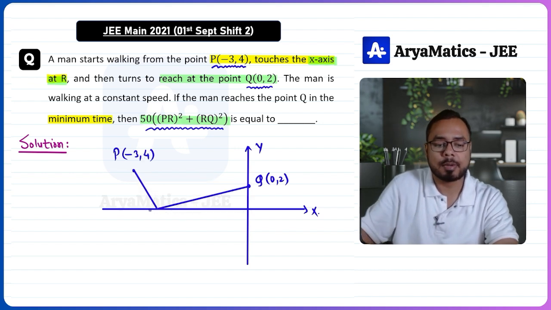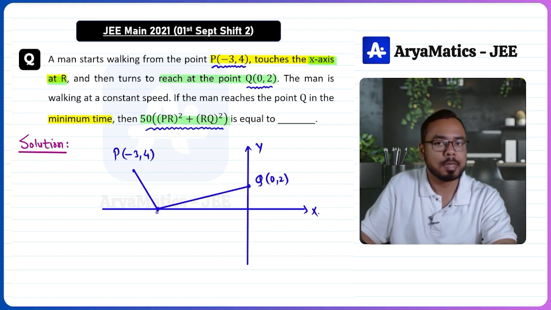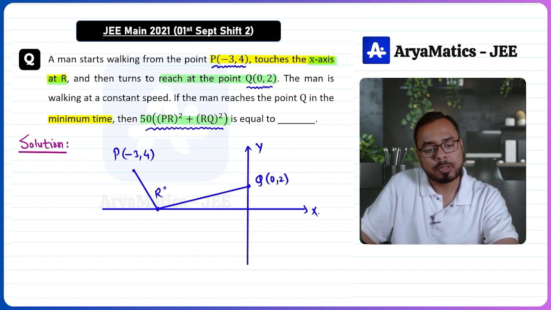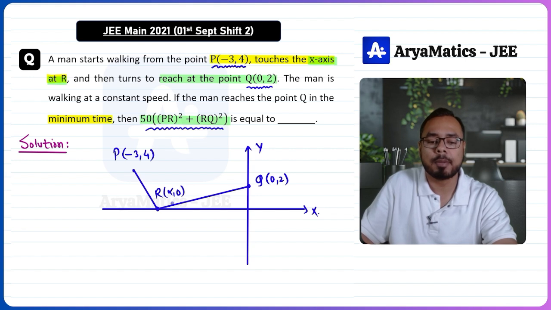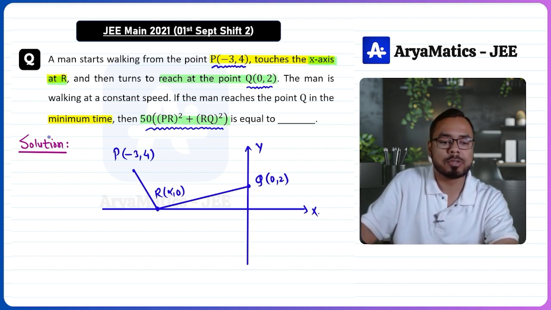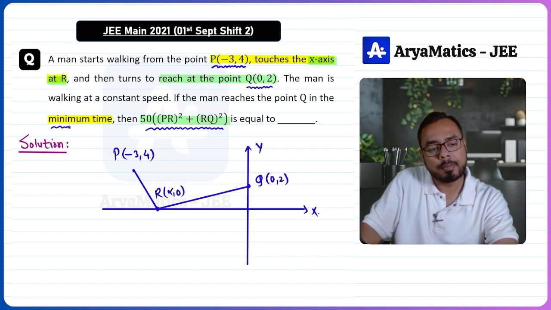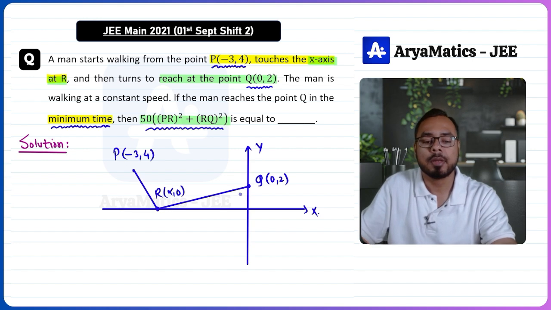So let us draw one general diagram. Suppose this is our point R, and let us say the coordinate of R is (alpha, 0). So basically the problem is where this point R should lie on the x-axis, so that PR plus RQ is minimum, right? The total distance traveled by the person should be minimum. Then only the time will be minimum because the person is moving at constant speed.